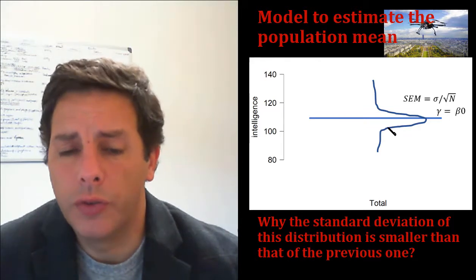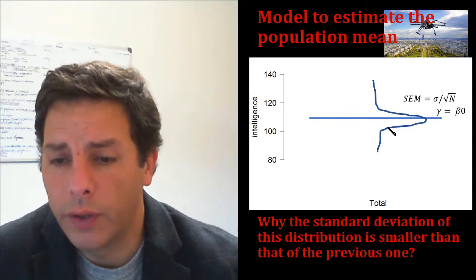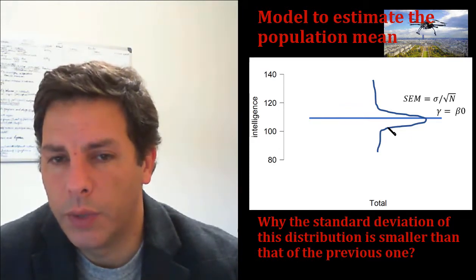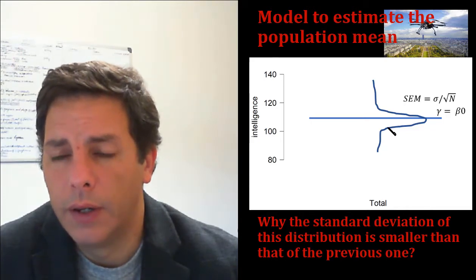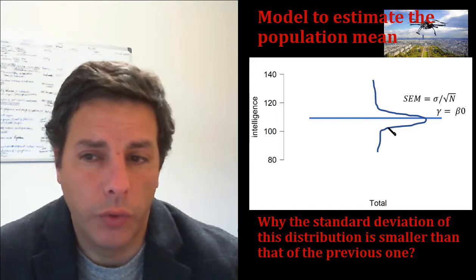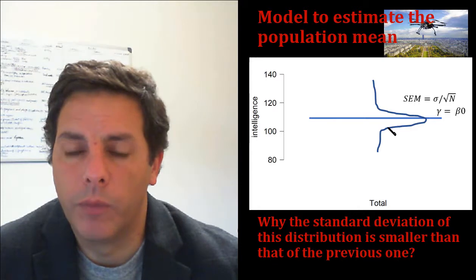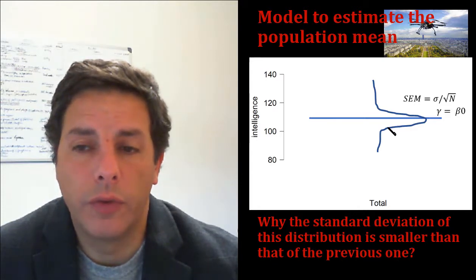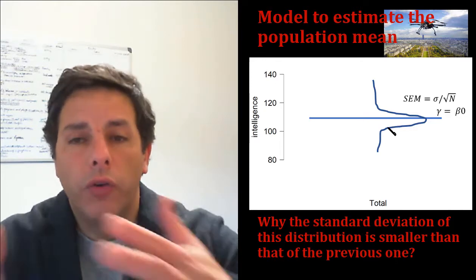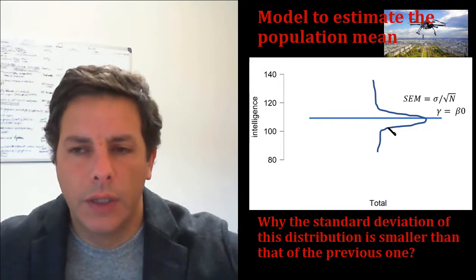And so I've got a question here for you. Why is the standard deviation of this distribution smaller than that of the previous one? So try to answer by yourself and then come back and I will give the answer. So why is the other more spread out? Well, imagine that you have to predict one individual value. One individual value has a huge range of possibilities.